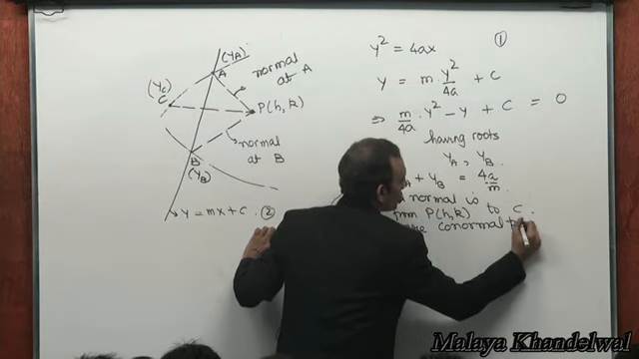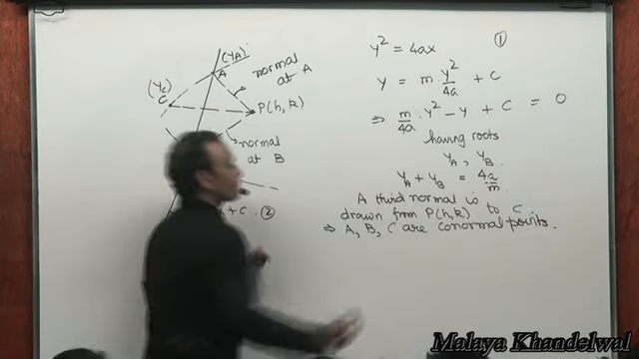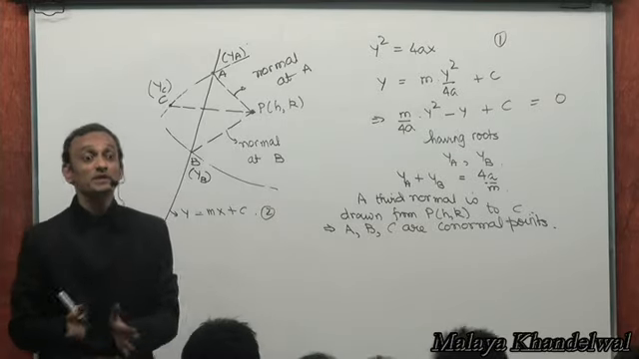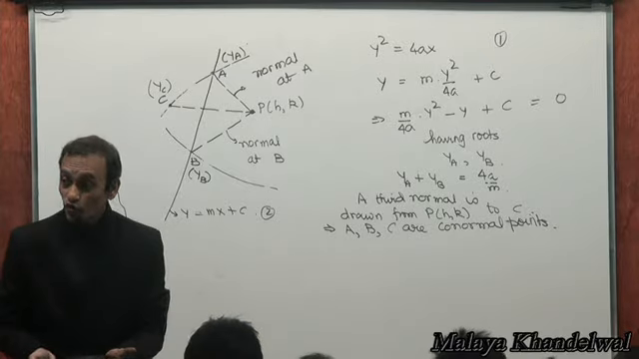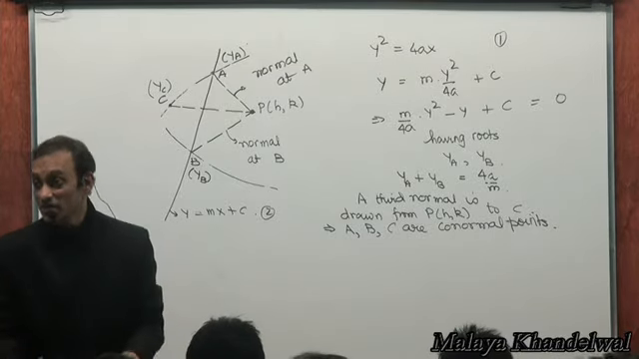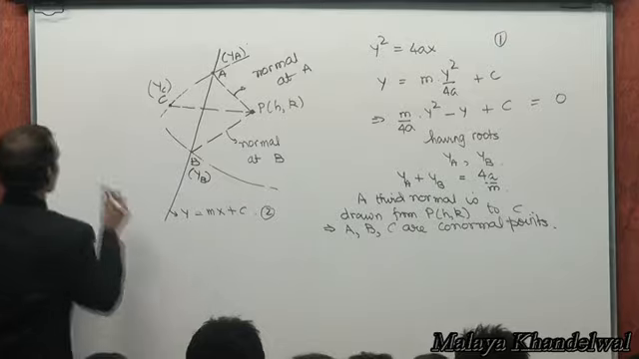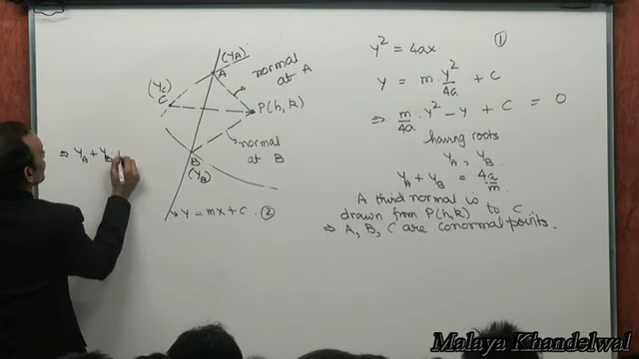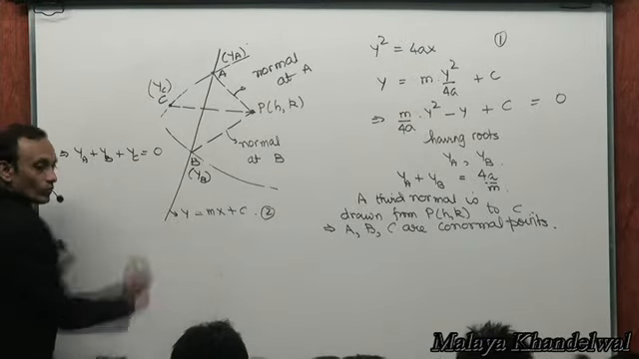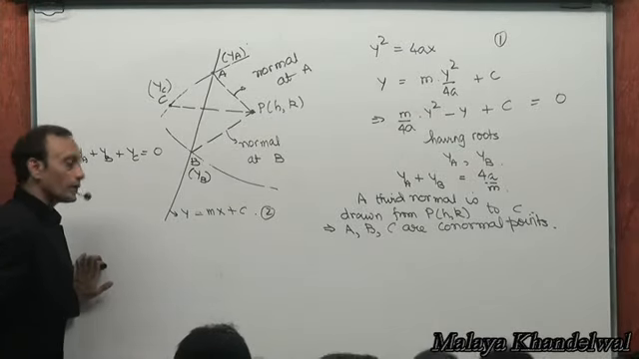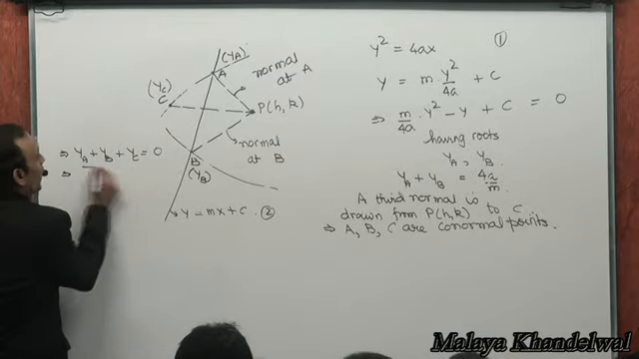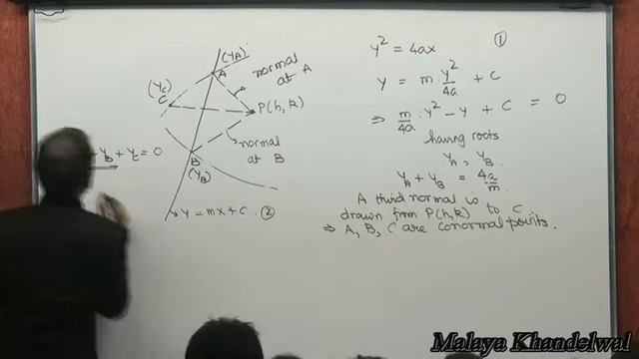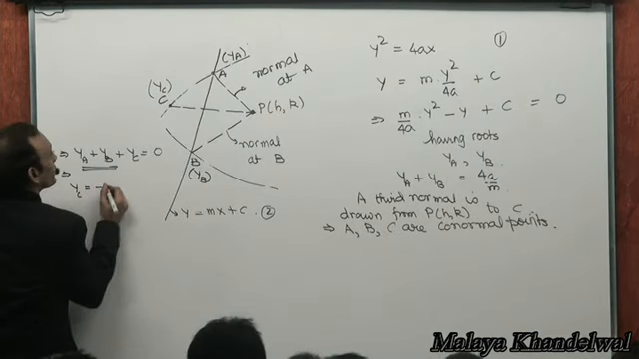A, B, C are co-normal points. That means YA plus YB plus YC must be 0. Right? This would mean YA plus YB we already know is 4A by M. So YC then turns out to be minus 4A by M.